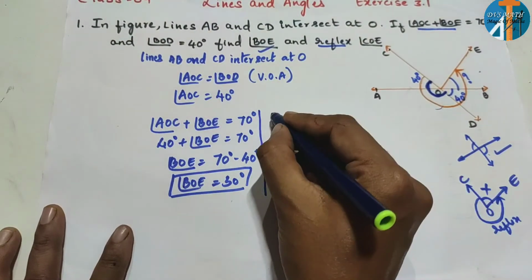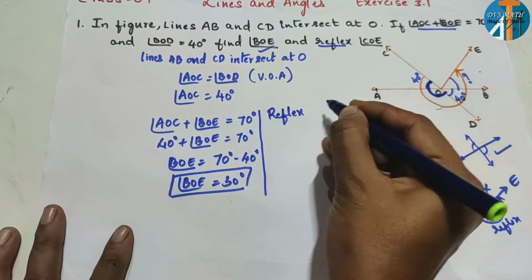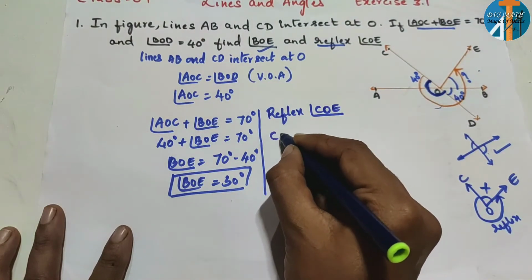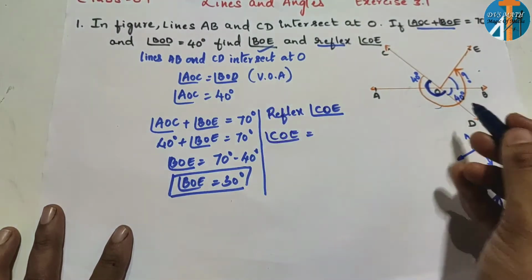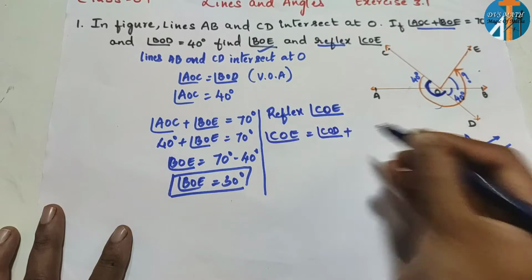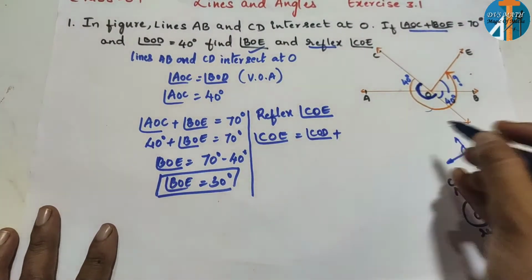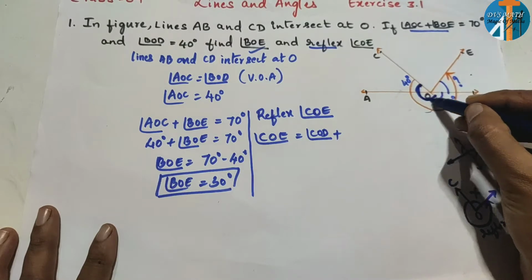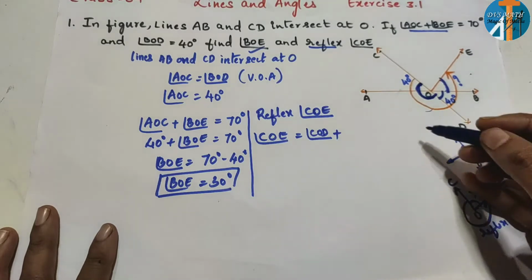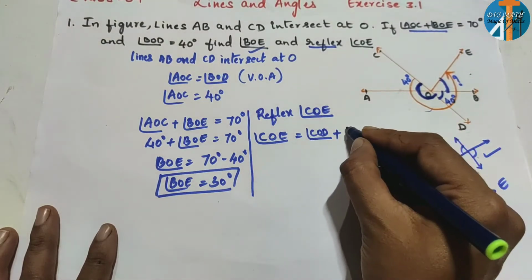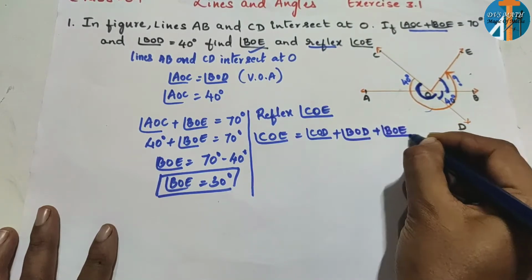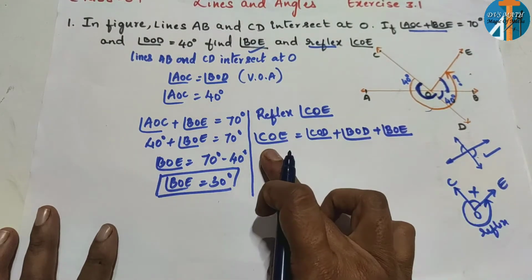So let us write here the second one, reflex angle COE. That means you have to find COE, which is the sum of angle COD, you have to consider angle COD plus, observe carefully, this angle plus this angle, that is BOD plus BOE. If you add all these, you will get reflex angle COE: angle COD, angle BOD plus angle BOE. If you add all these angles, you will get the reflex angle.